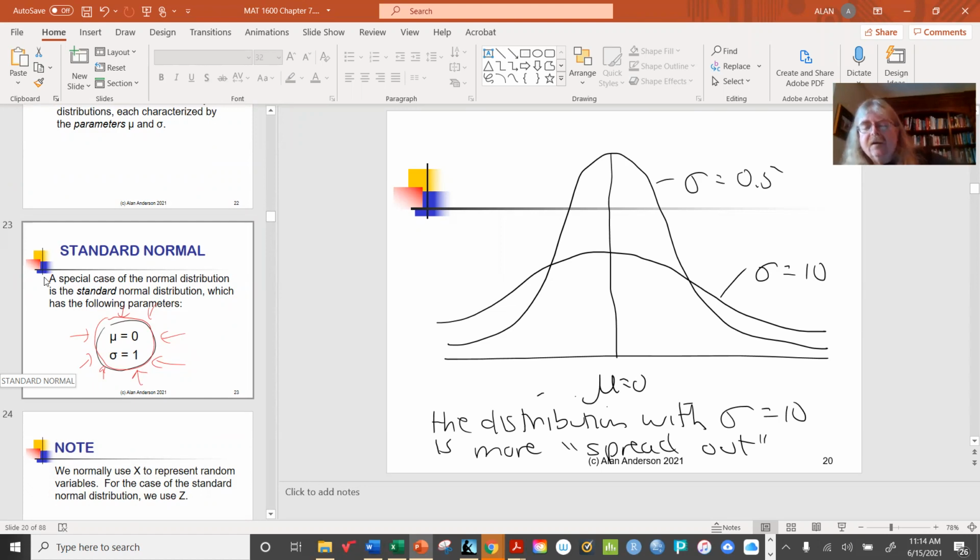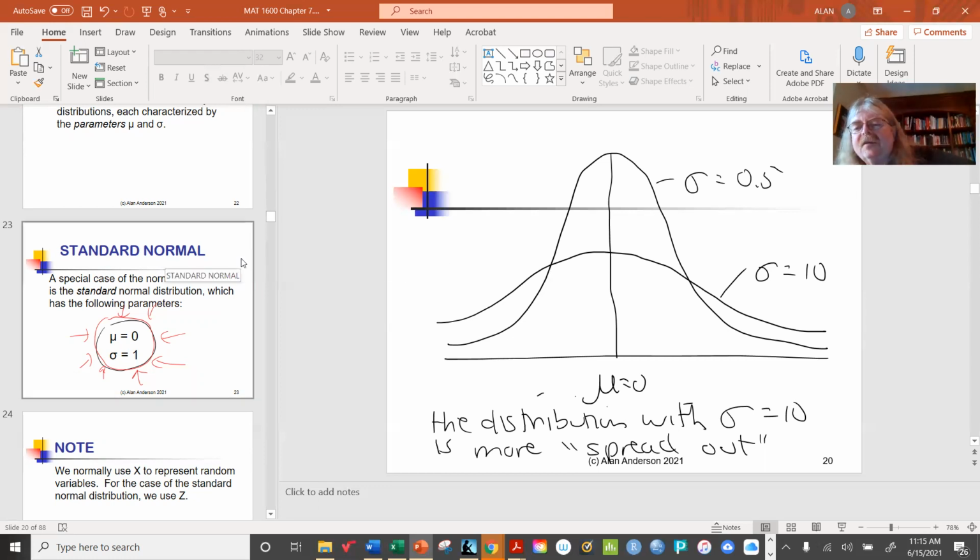All right. Now, it turns out, just like with the binomial and the Poisson, there's an infinite number of possible normal curves or normal distributions. But one of them is especially important, more than the others. So it gets its own special name. All right, so let's see what that is.